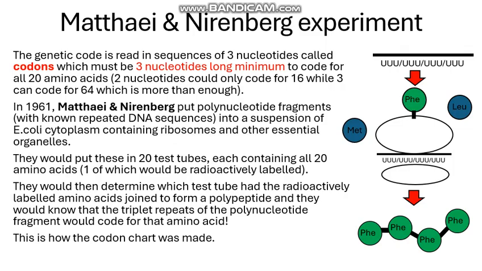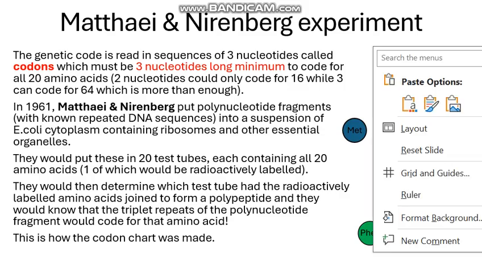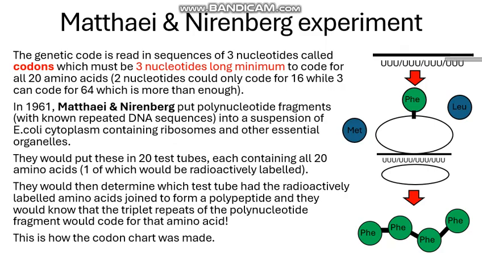and then they would know what triplet codon of the polynucleotide fragment would code for the amino acid. So going back to this example that I produced on the right, this would be the polynucleotide fragment over here, each with these sections of 3 bases called the codons. Each codon codes for the same amino acid here because all the codons are exactly the same.